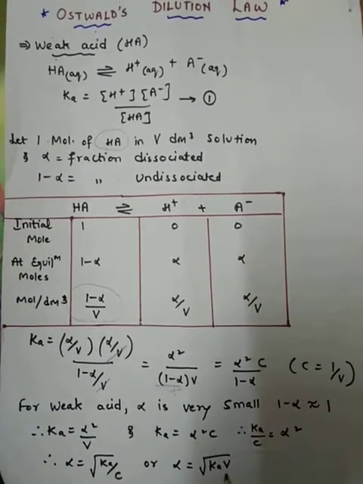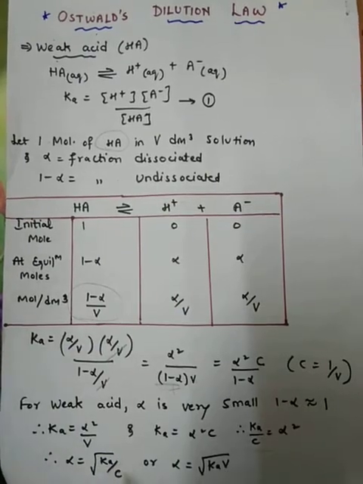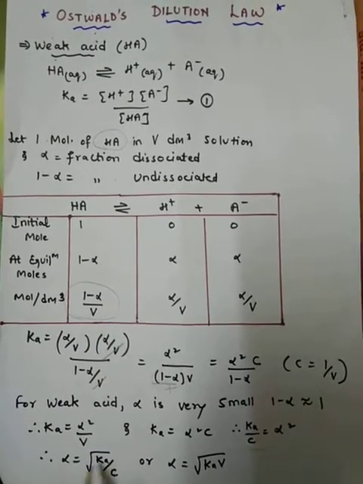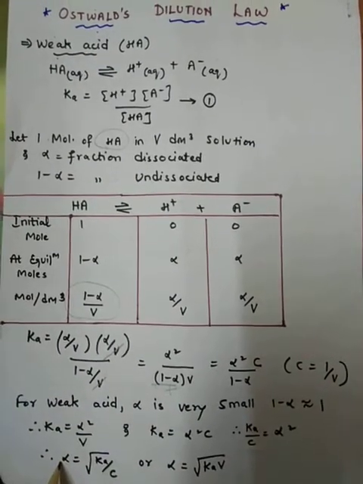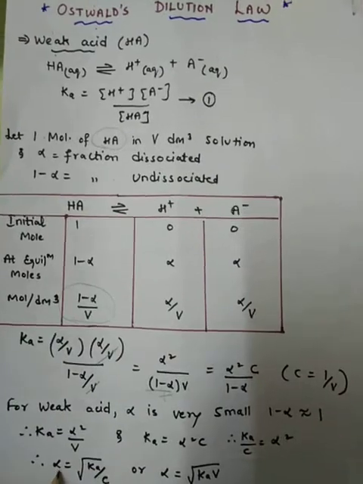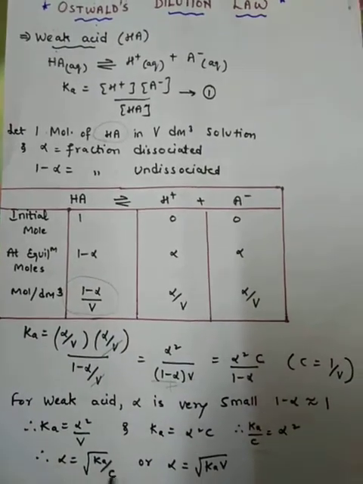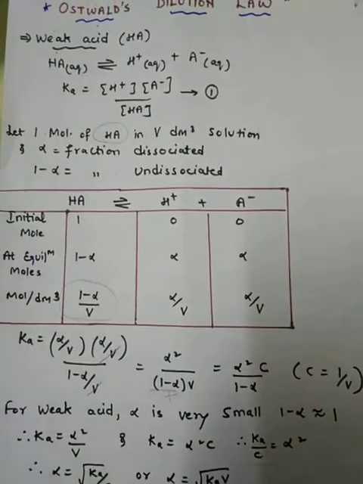We know that V is the reciprocal of C. So instead of V, I can also write 1 by C. So when concentration and acidity constant are given, you can find out alpha. So we learn that the degree of dissociation, that is alpha, is inversely proportional to the square root of concentration, and it is directly proportional to the square root of the volume.